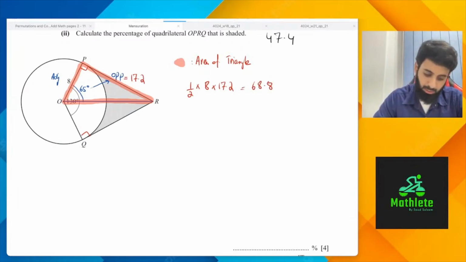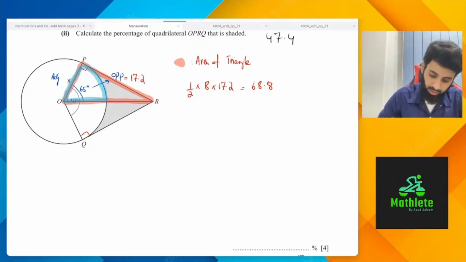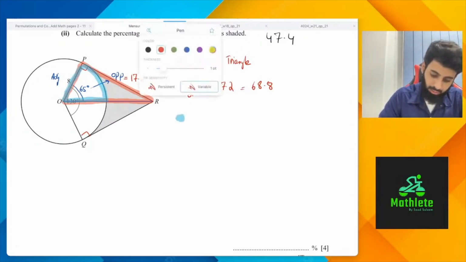Okay, from this I'm going to minus the area of sector. What you see me highlighting in blue is the area of sector. Okay, so I'll write that down over here.